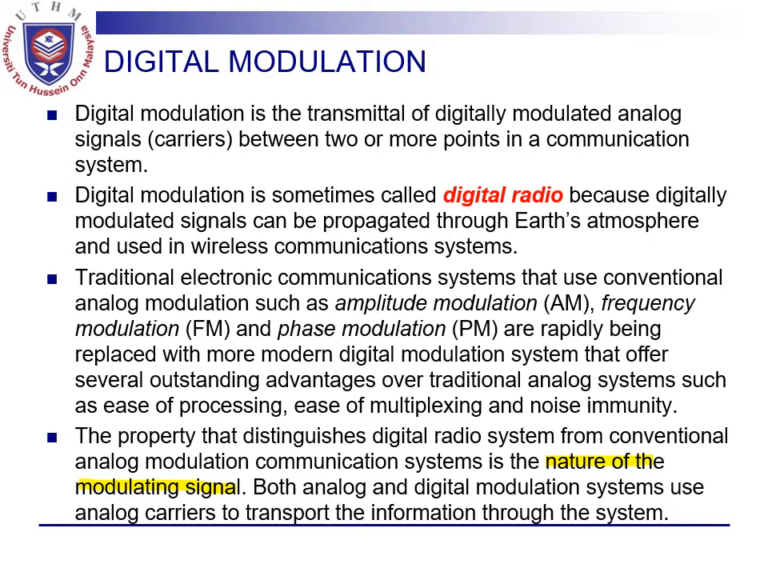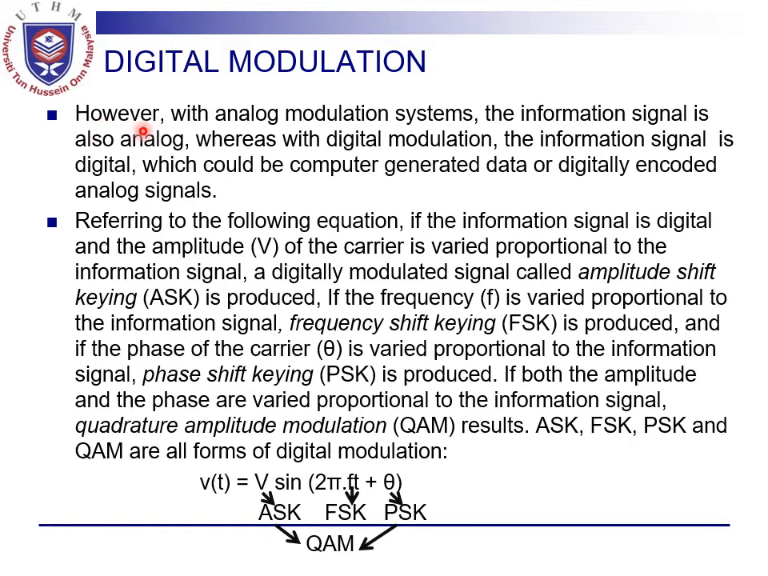Both analog and digital modulation systems use analog carriers to transport the information through the system. However, with an analog modulation system, the information signal is also analog, whereas with digital modulation, the information signal is digital, which could be computer-generated data or digitally encoded analog signals. So the difference between digital and analog modulation is the information signal. In analog modulation the information signal is analog, but in digital modulation, the information signal is digital.